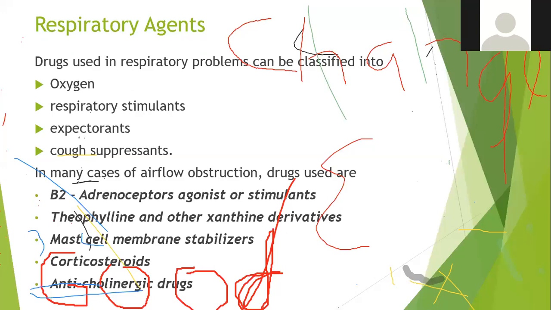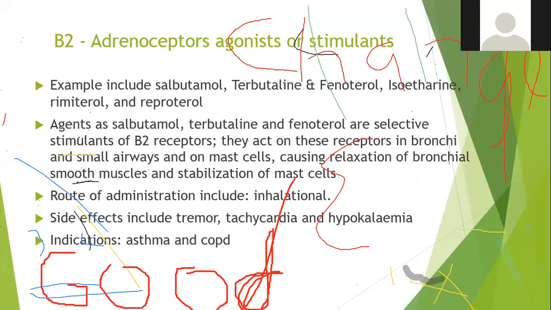In many cases where you have airflow obstruction, you can use beta-2 adrenoceptor agonists or stimulants. You can use theophylline and other xanthine derivatives. You can use mast cell membrane stabilizers. You can use corticosteroids. You can use anticholinergics. I will take these drugs one after the other, starting with the beta-2 adrenoceptor agonists.